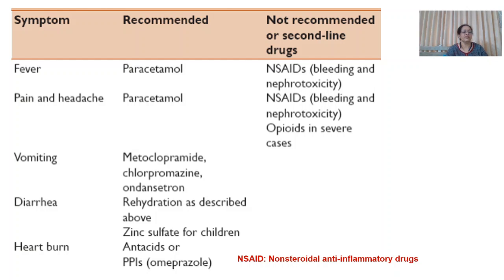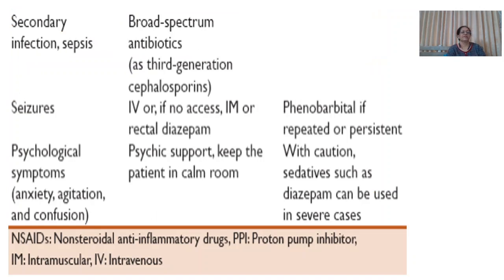When the symptom is heartburn, at that time, proton pump inhibitors like omeprazole are given. These are antacids. In case of secondary infections, as there is sepsis, the requirement is of broad spectrum antibiotics. So here third generation cephalosporins are given.